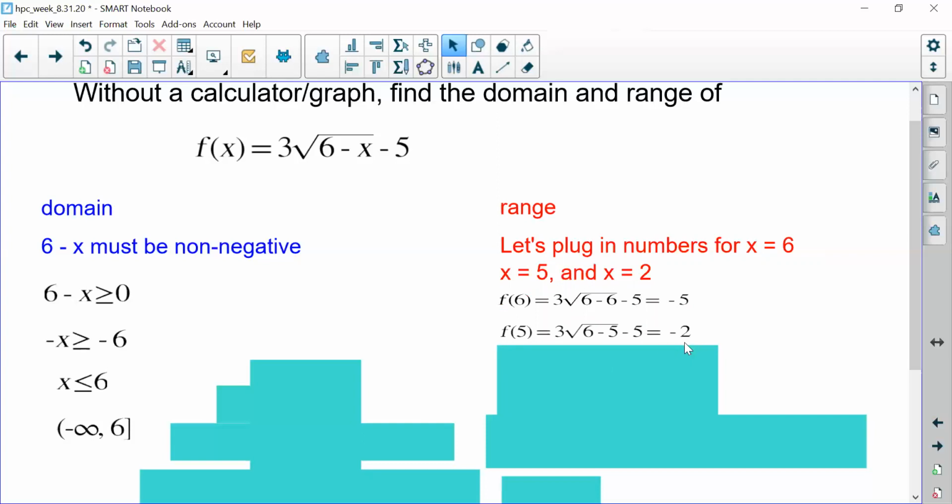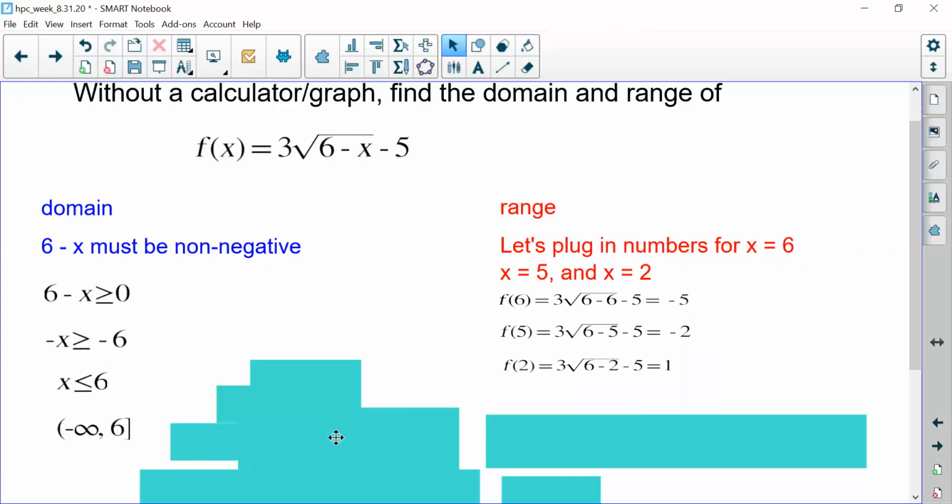Let's pick another domain element, but let's be smart, because I know I don't have a calculator. So I don't want to choose 3 for x, because 6 minus 3 is 3, and I don't want to figure out the square root of 3 without a calculator. So I'll be smart and choose 2 for x. 6 minus 2 is 4, and the square root of 4 is 2. So this is 3 times 2, which is 6, and 6 minus 5 is 1.